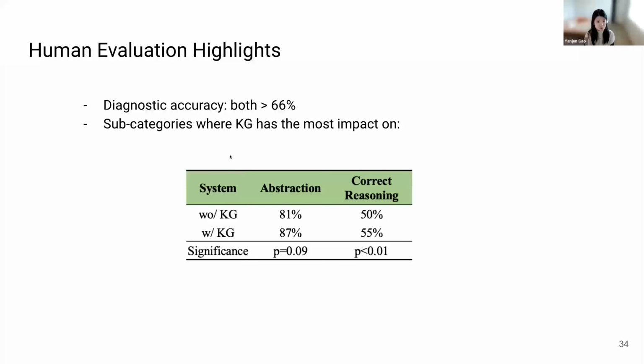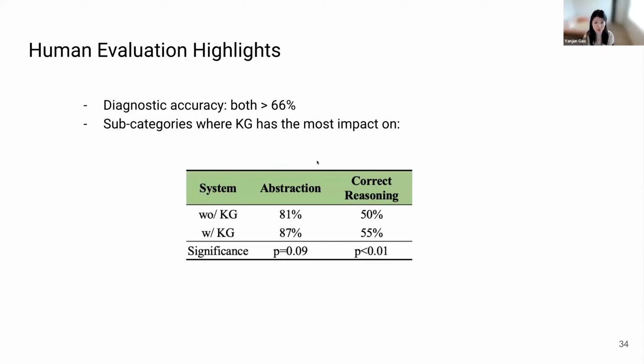And I want to show you just one quick highlight on the human evaluation in general. We find that both methods, with or without the knowledge graph for ChatGPT few-shot learning, the diagnostic accuracy judged by the human evaluators is actually above 66%. Here I also want to emphasize one more thing: the human evaluators are a group of four medical professionals. Two of them are senior physicians with board certifications. One of them is a medical resident, and the other one is a medical student who is about to graduate.